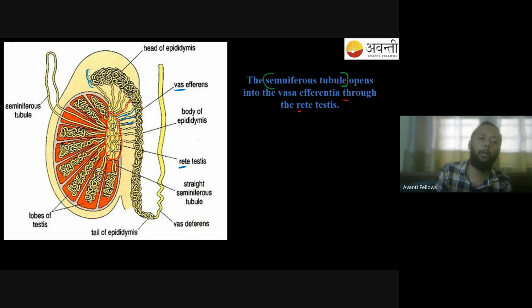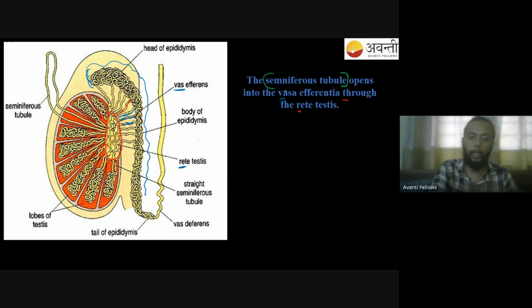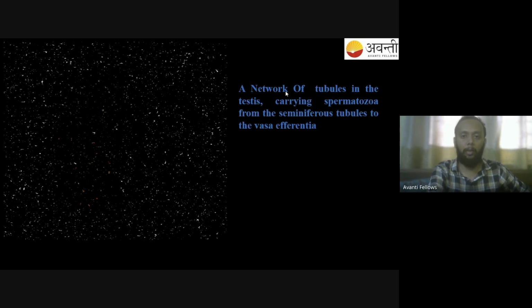Right? Forget its head and tail, we just call this whole thing the epididymis. So you will get into this epididymis via the vas efferentia. So remember the connection: seminiferous tubule, then rete testis, and then through the vas efferentia you will get into the epididymis. So let's have a look.